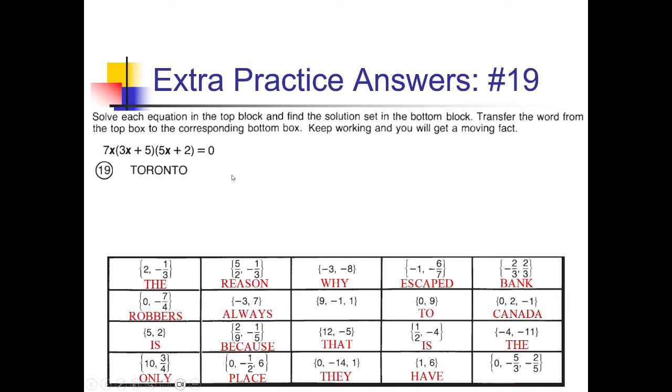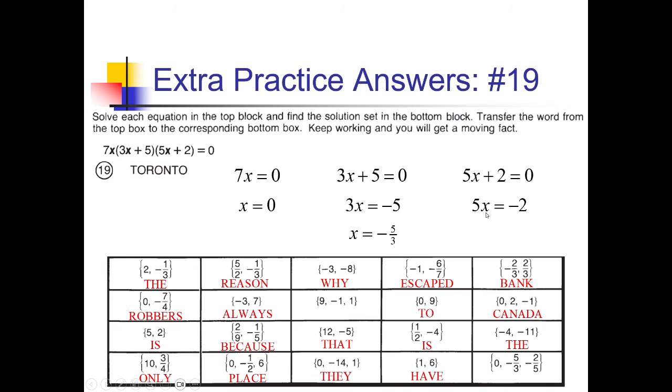Right, now we're trying to solve "Toronto," apparently. So set each of these factors equal to 0. So 7x, 3x plus 5, and 5x plus 2 all equal 0. If 7x equals 0, dividing by 7 gives me x equals 0. For the next one, we can subtract 5, divide by 3, so negative 5/3 for that x value. And for the last one, we can subtract 2 and divide by 5, so negative 2/5 for that. So we got 0 and a bunch of fractions. There's only 2 left to choose from. Down here, bottom right, that's "Toronto."